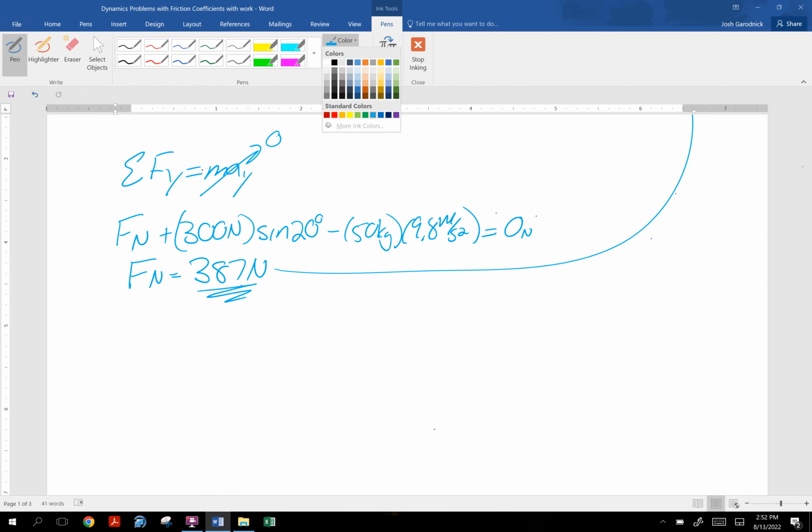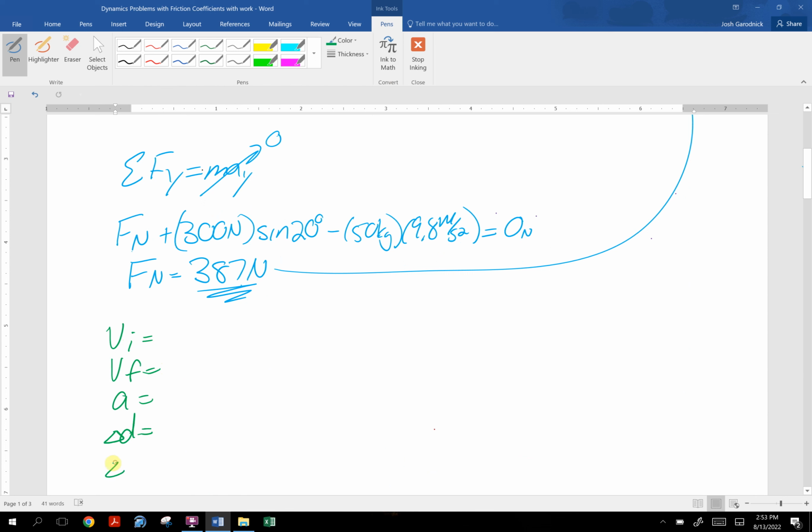For the kinematics part, we've got initial velocity, final velocity, acceleration. How many times will I write this in my career? Distance, time. Starts from rest. Achieves a speed of 2 meters per second after traveling a distance of 3 meters.